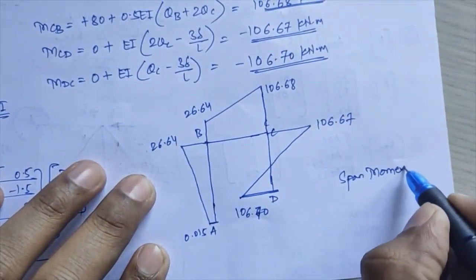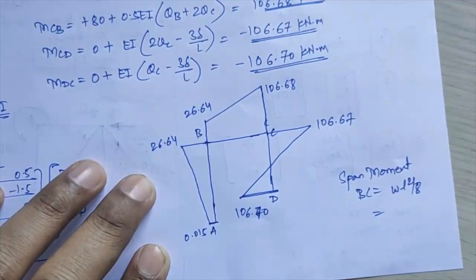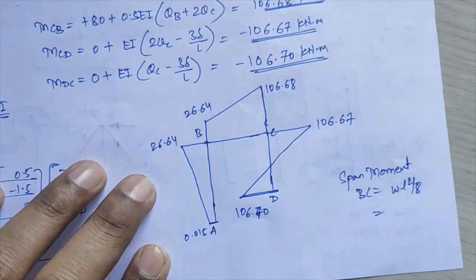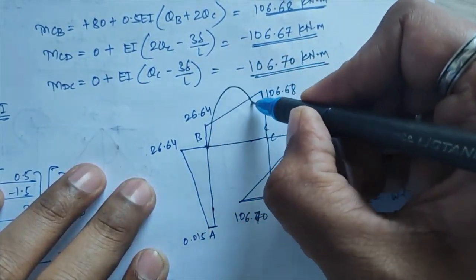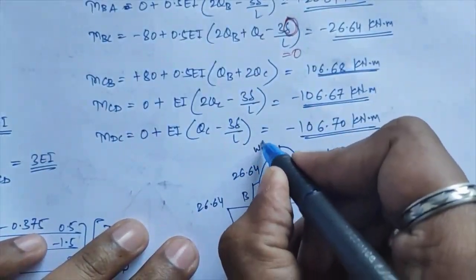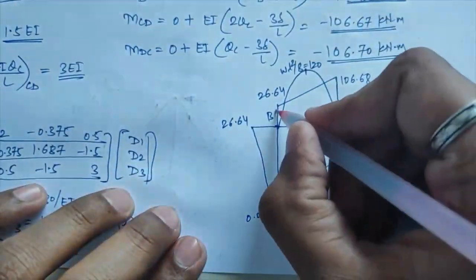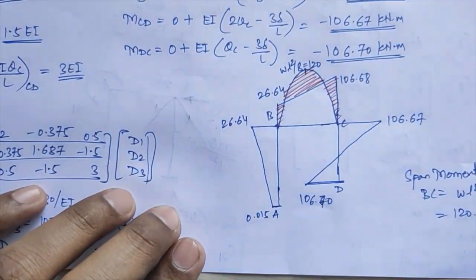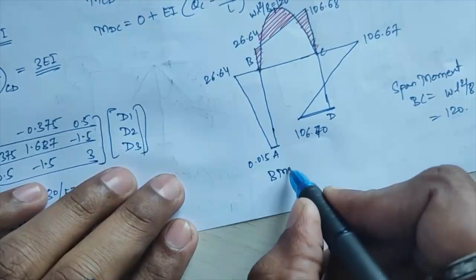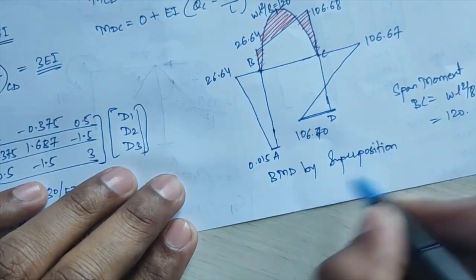Okay, now we will calculate the span moment over there. Only one span has loading, that is BC, that is a UDL, so it will be WL square by 8. If you substitute W, that is 60 into 4 square divided by 8, I am getting this as 120, and that will follow a parabolic path. So this WL square by 8 is equal to 120, and what you have to do is shade this superimposed part here. This gives me the BMD by superposition.